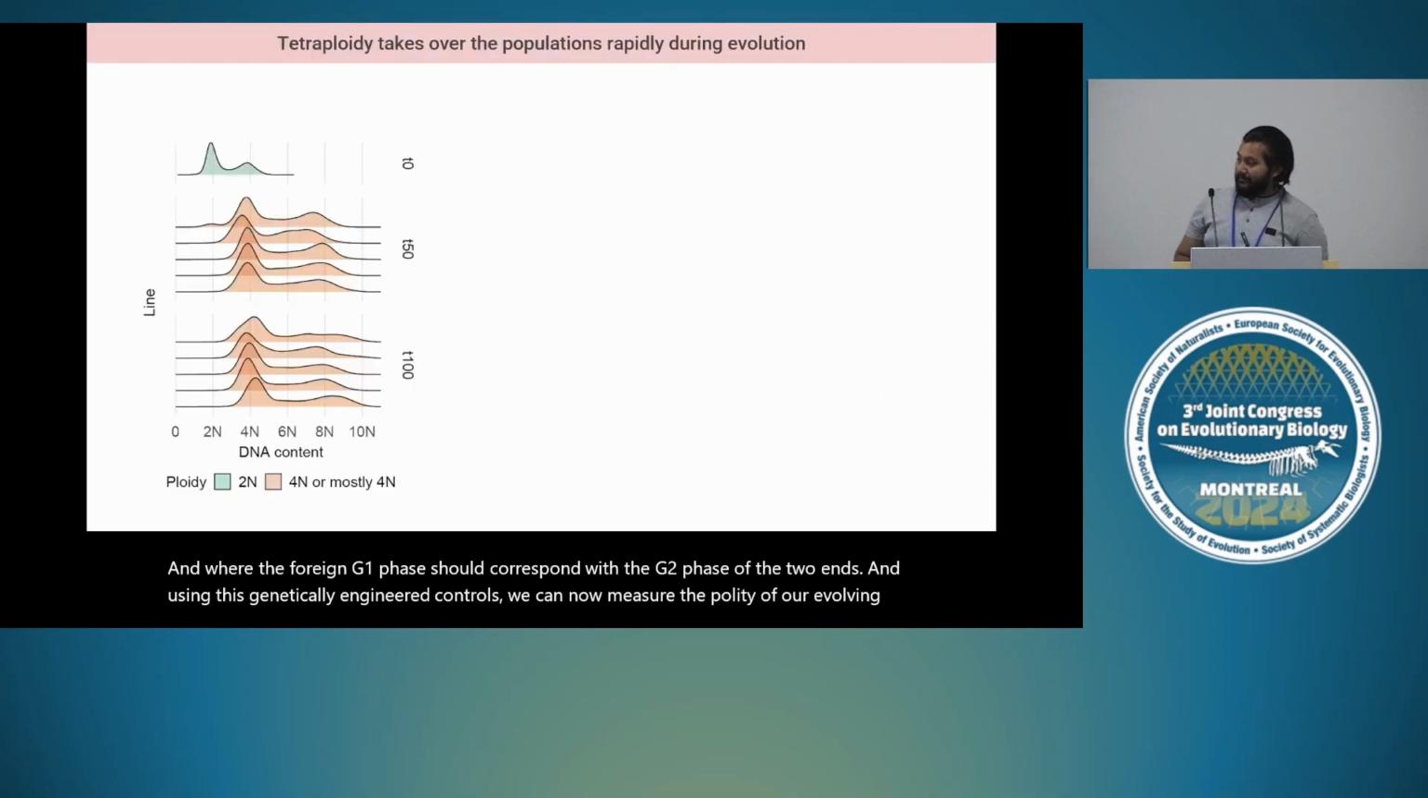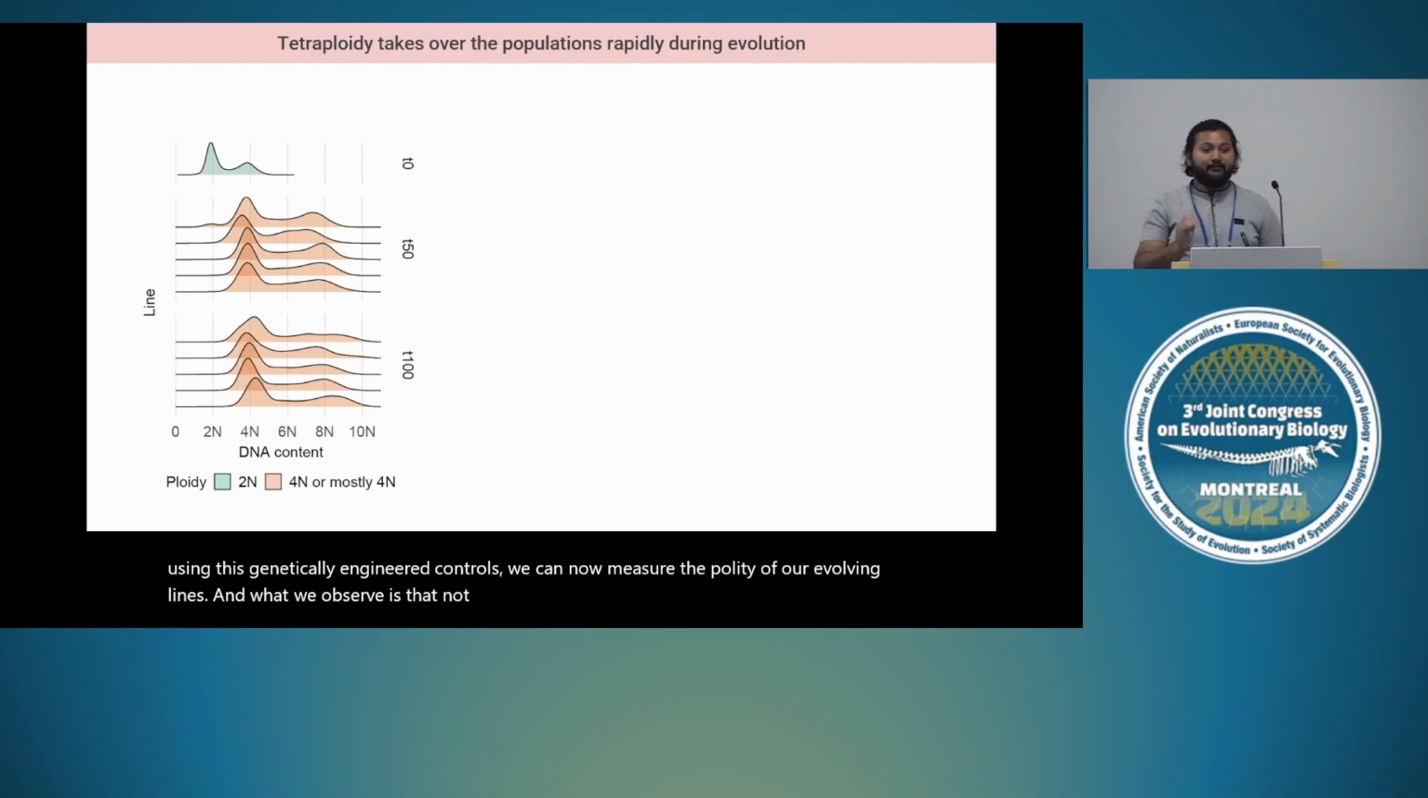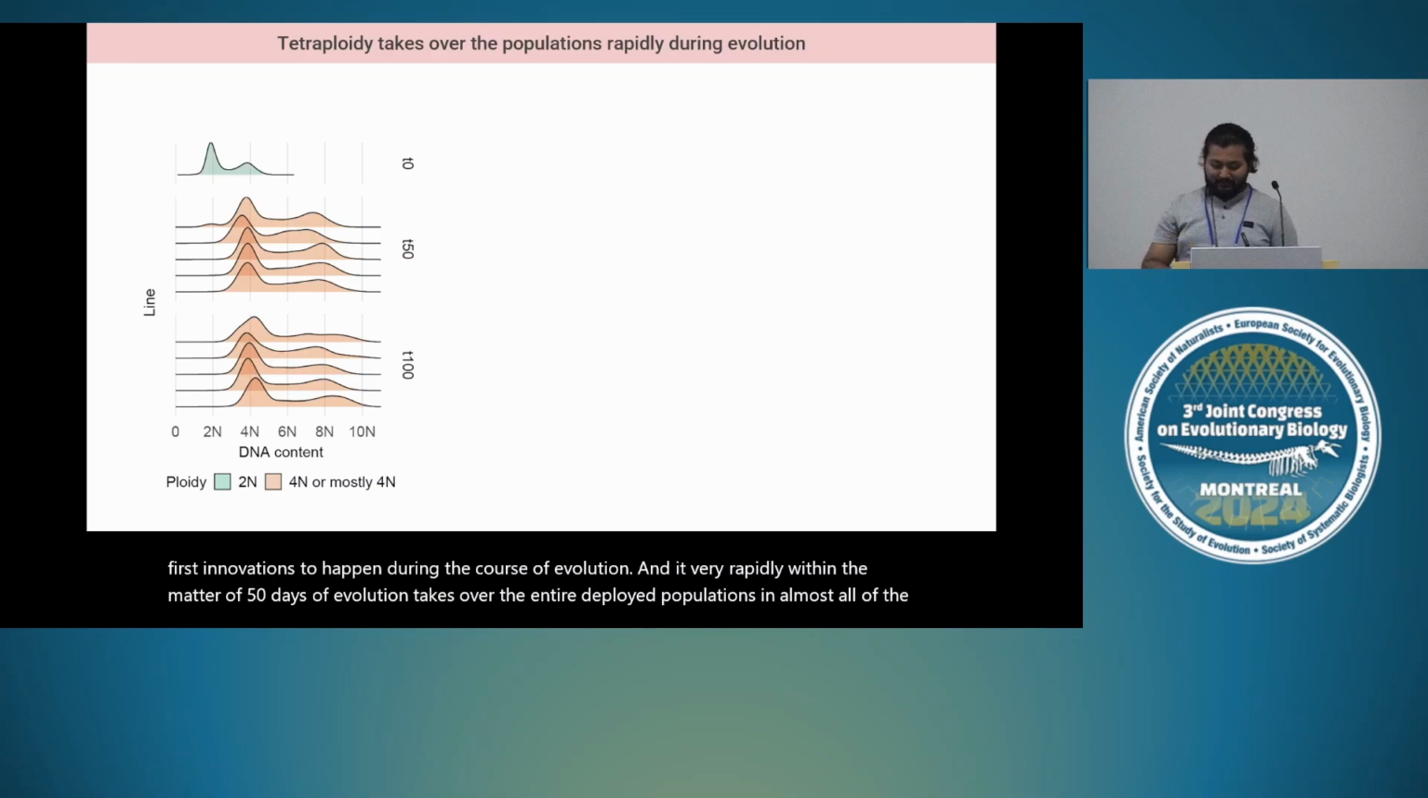And what we observe is that not only does tetraploidy arise in our system, it is one of the first innovations to happen during the course of evolution, and it very rapidly, within the matter of 50 days of evolution, takes over the entire diploid populations in almost all of the 5 lines.